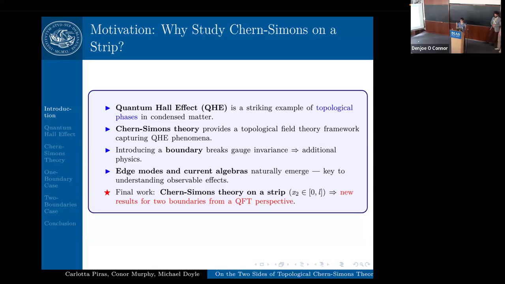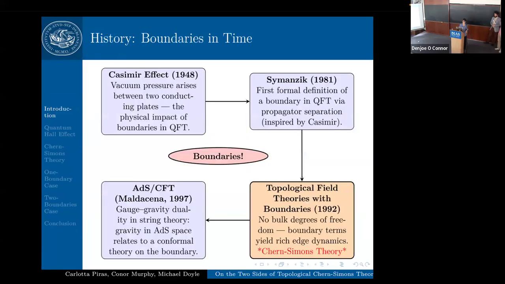So our aim is then to go beyond the usual single boundary setup and to analyze Chern-Simons theory in a strip, so a system with 2 boundaries. And we will see that this setup will lead to some new interesting results that Michael is going to discuss later. Now, let me briefly introduce a historical background to see how the concept of boundaries has emerged as a central theme in theoretical physics.